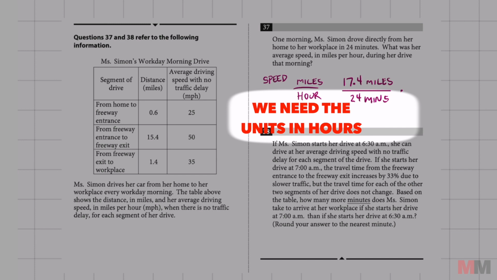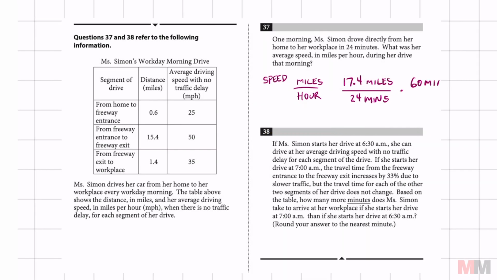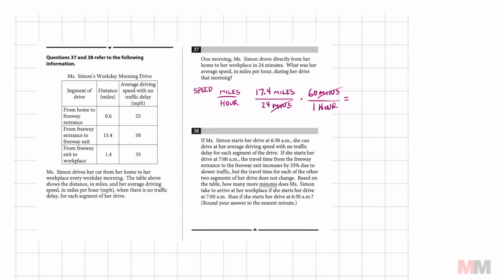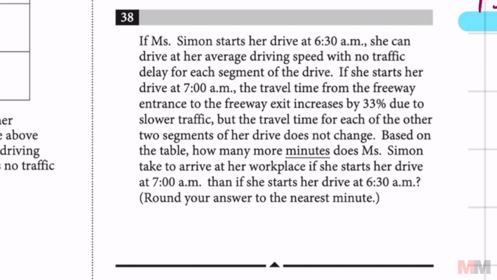To do that, all we got to do is multiply this by 60 minutes over 1 hour. That's how I learned to convert units. I think they call that the railroad method. Minutes are going to cancel out. Now we're in miles per hour. Multiply 17.4 times 60 and then divide it by 24, and we will get the speed, which equals 43.5 miles per hour. Done. Let's move on to question 38.